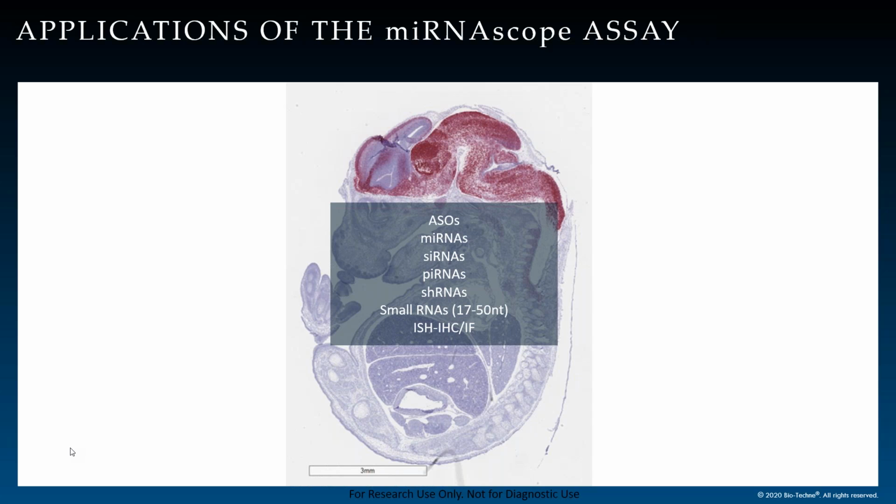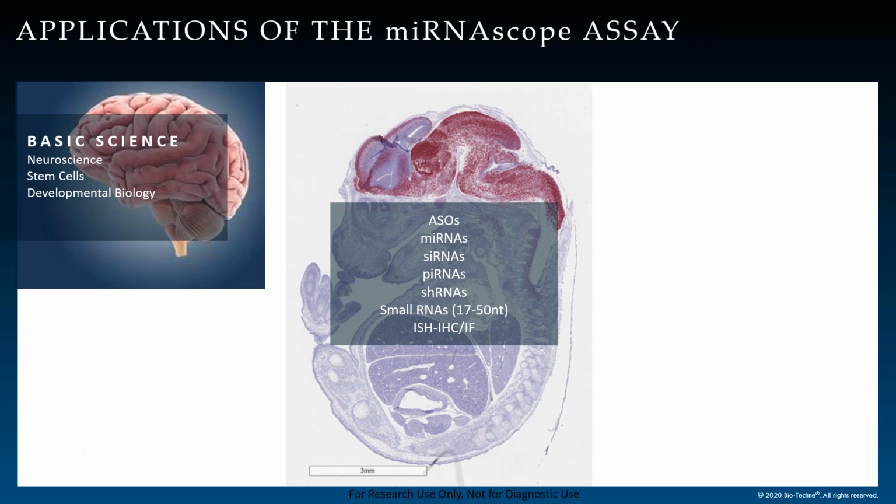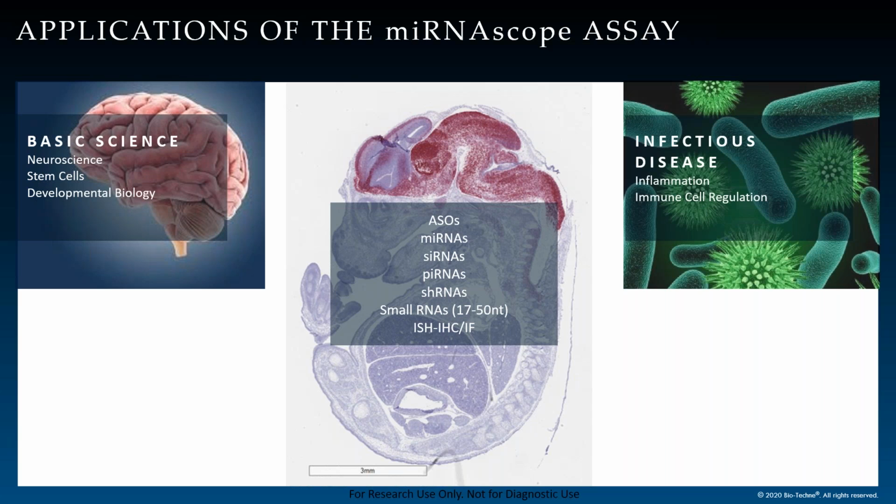In terms of the applications, the key research areas for the miRNAscope assay, the first one includes basic science in the fields of neuroscience, stem cell, and developmental biology, and we'll be talking about a few examples from the miRNAs perspective. A second is infectious diseases in terms of inflammation and immune cell regulation, and this has been particularly important in terms of viral infections. And we'll discuss a few microRNAs that are involved in immune cell regulation.